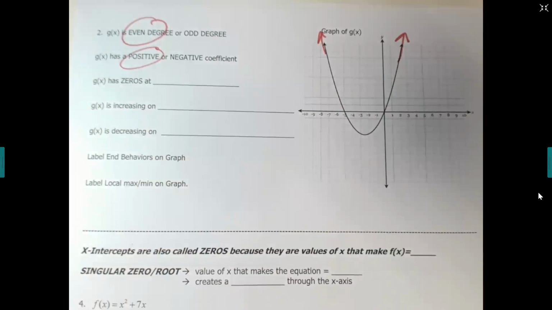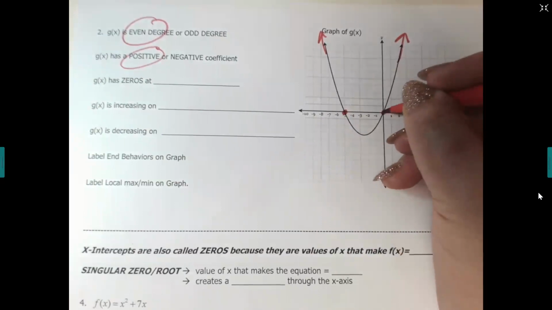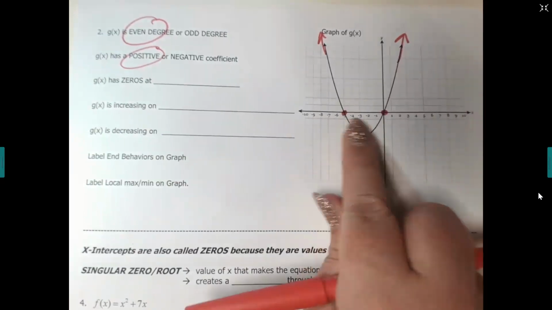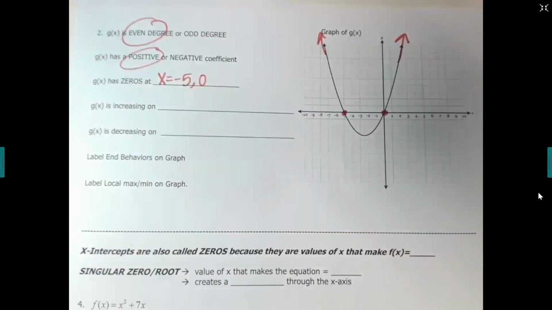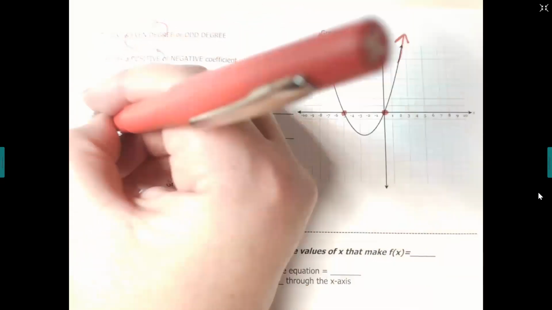Next question, you are looking for the zeros. The zeros occur here and here. So that's -5 and 0. Then it says, where is g increasing and decreasing? Remember, increasing means a positive slope. Decreasing means a negative slope.